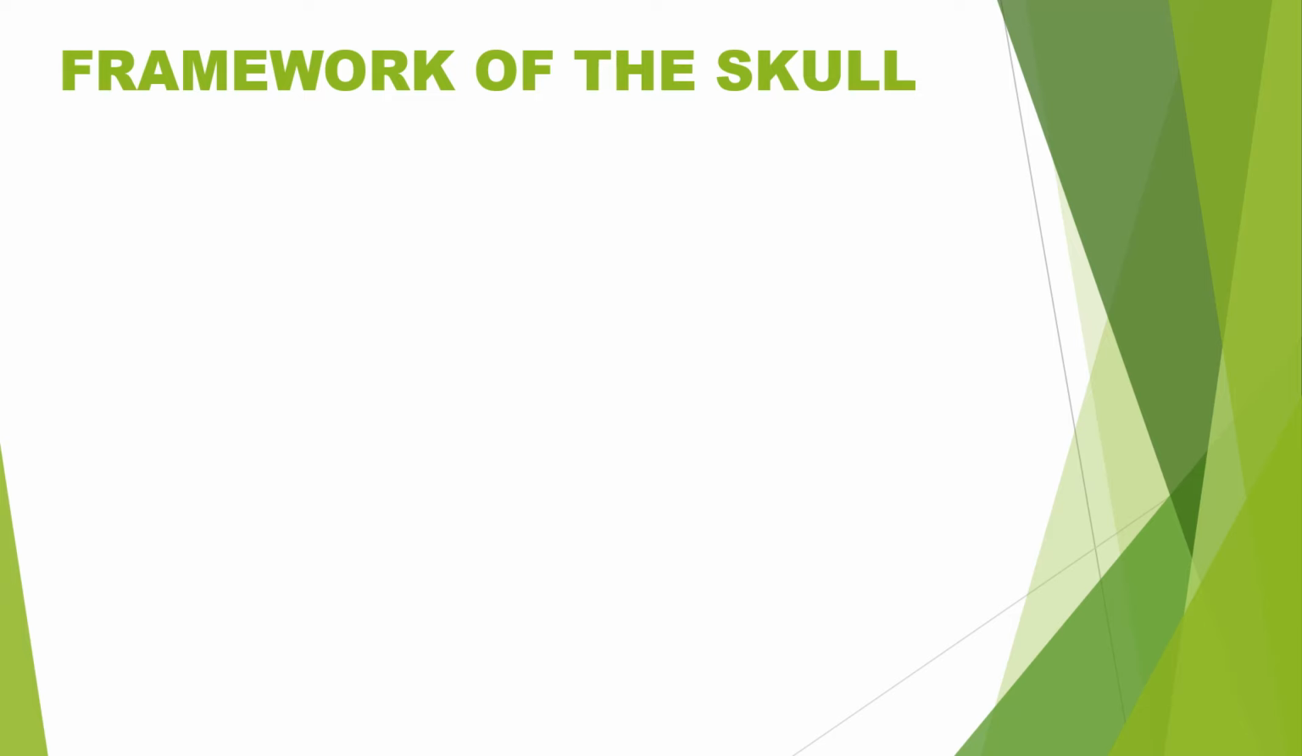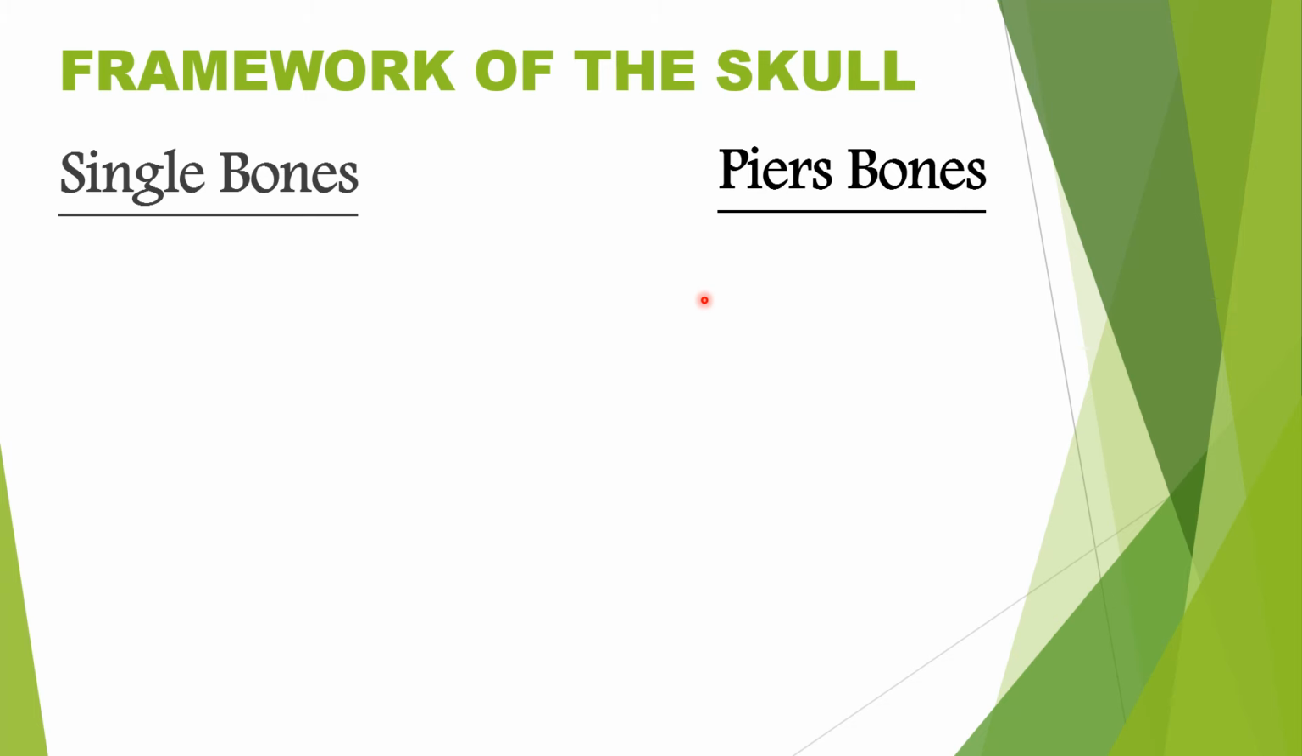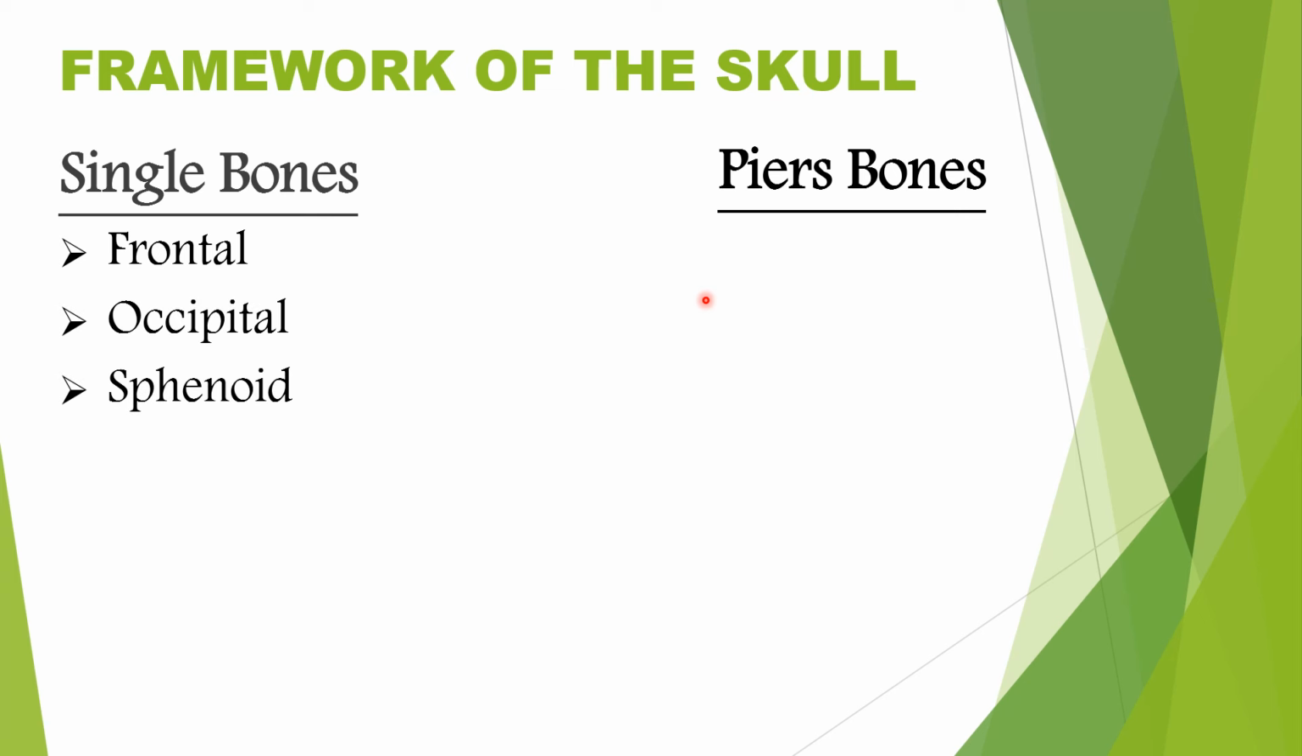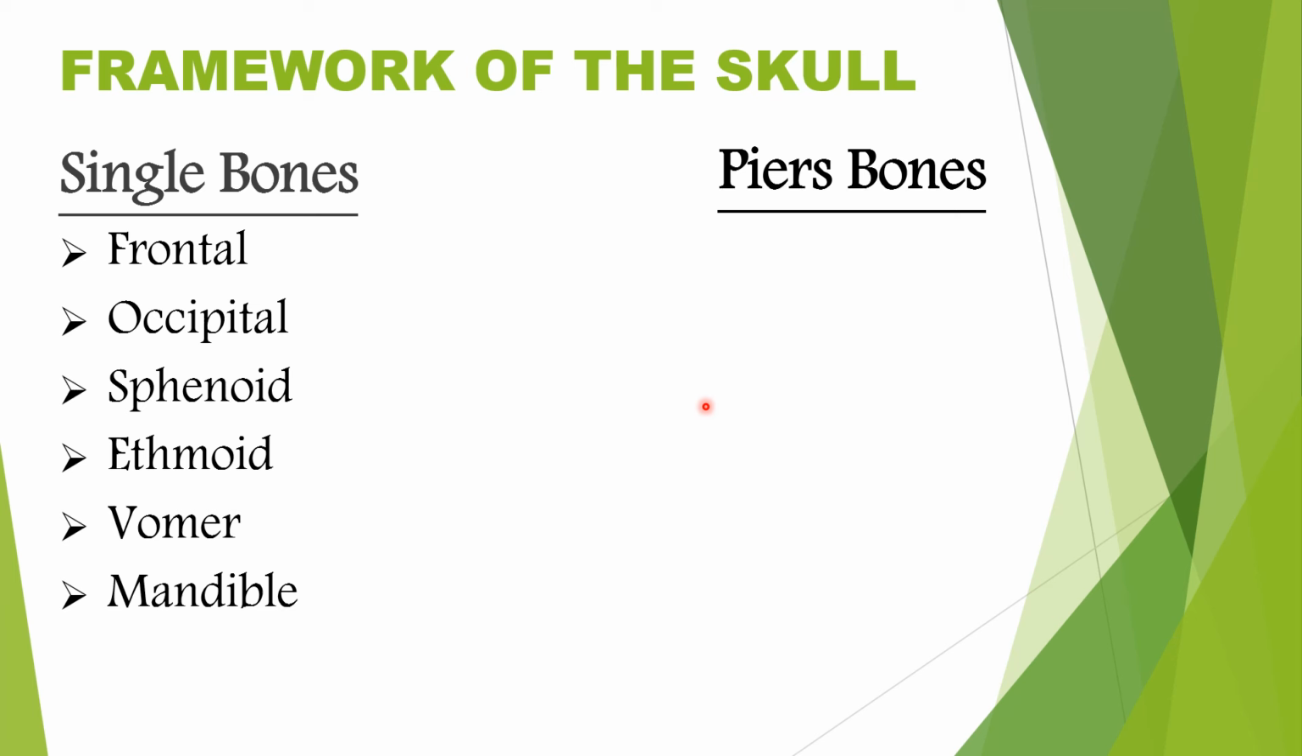The framework of the skull has two parts: single bones and paired bones. The single bones are the frontal, occipital bone, sphenoidal bone, ethmoidal bone, vomer, and the mandible. These are single bones, only one bone forming as one unit.